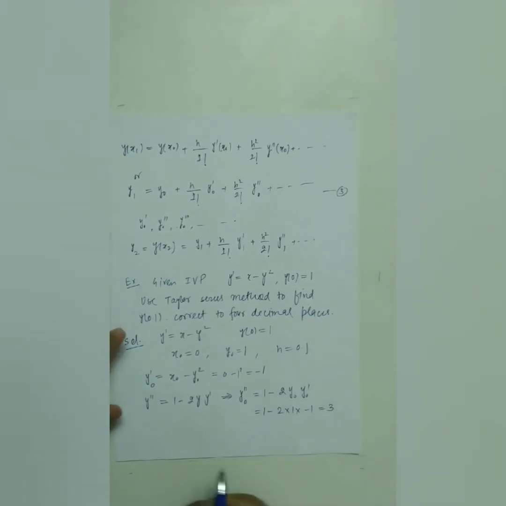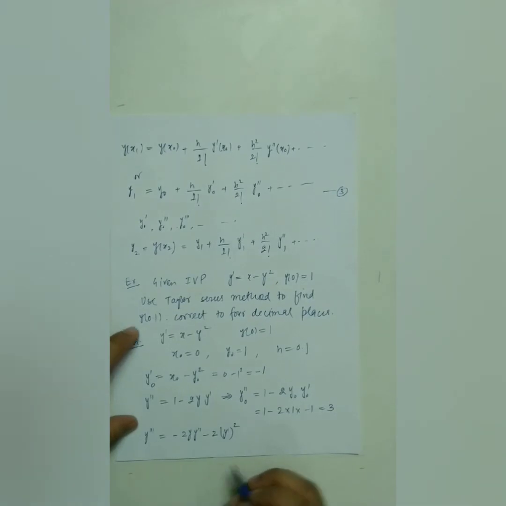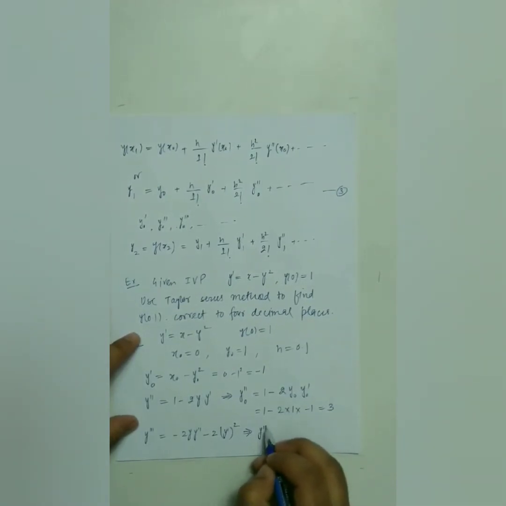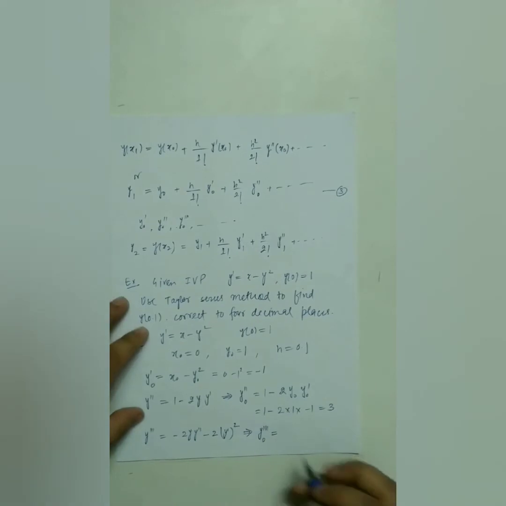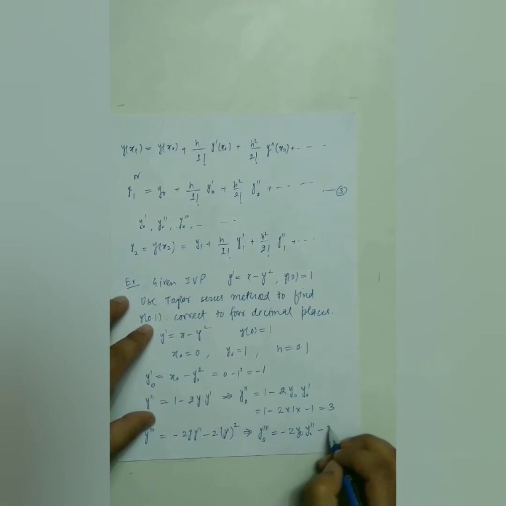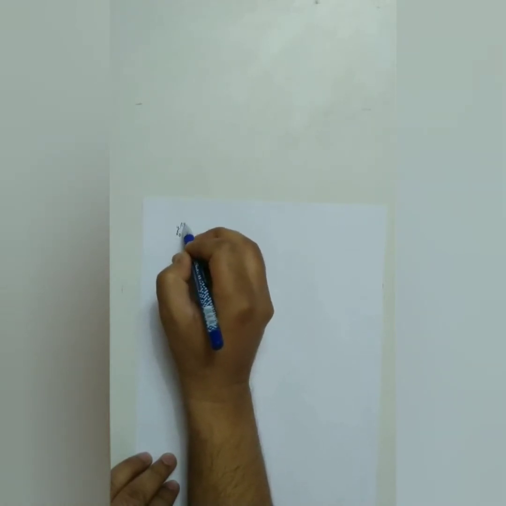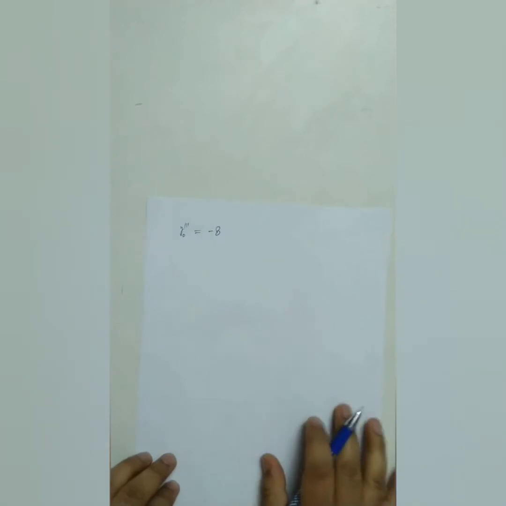In this manner we can find y triple dash also. Y triple dash will be equal to, now we differentiate this, so this will be equal to minus 2 y double dash, we are using the product rule, and minus 2 y dash square. By putting the values here, we can find y triple dash 0. This will be equal to minus 2 y0 y0 double dash minus 2 y dash 0 square. After putting the values, y triple dash 0 will be equal to minus 8.